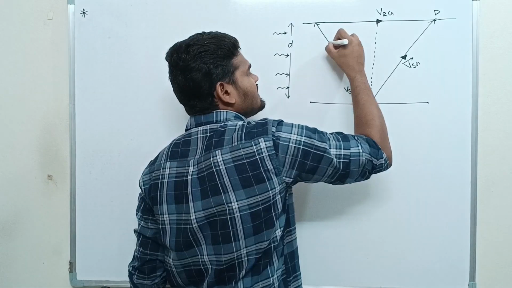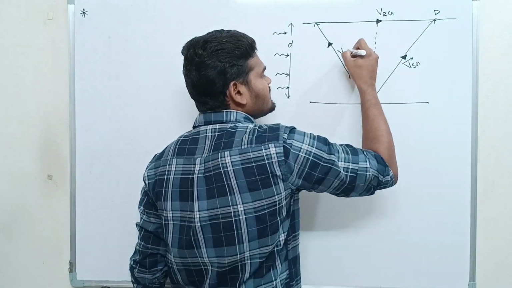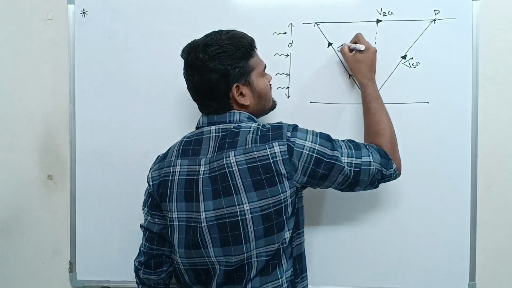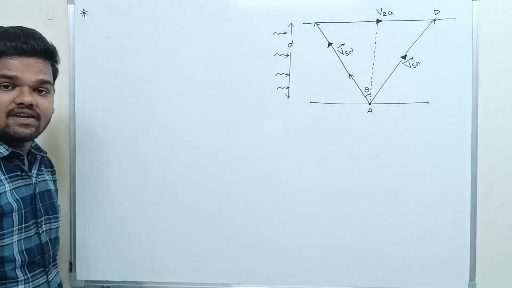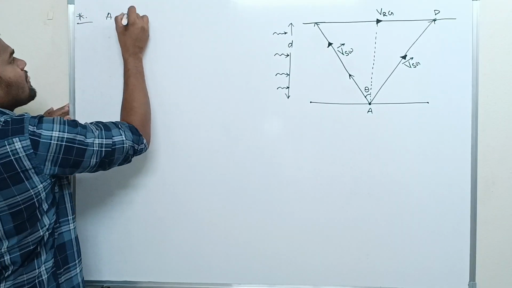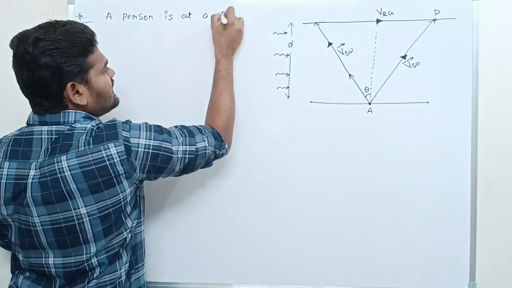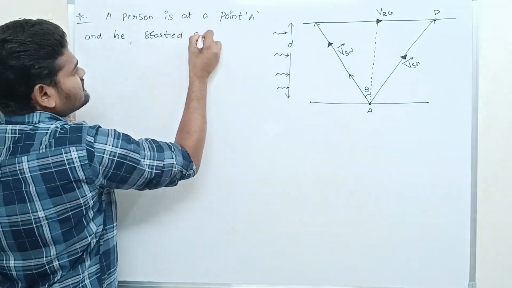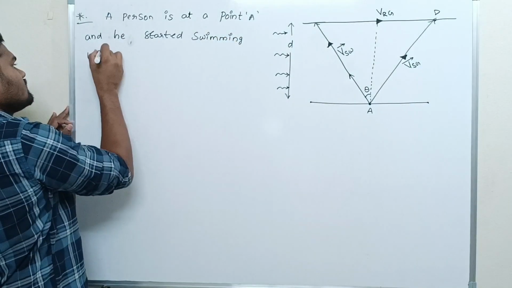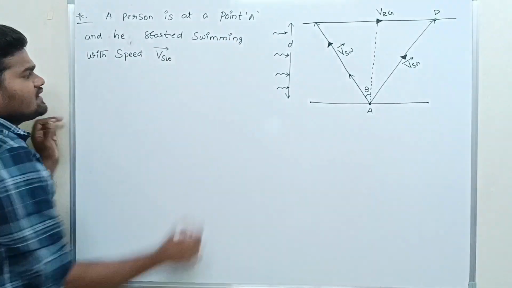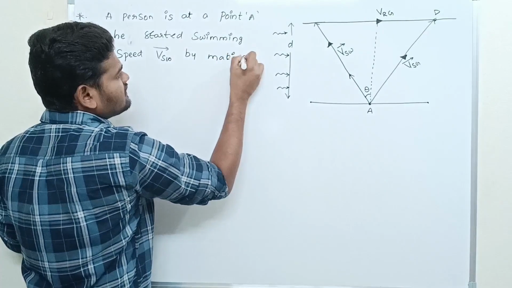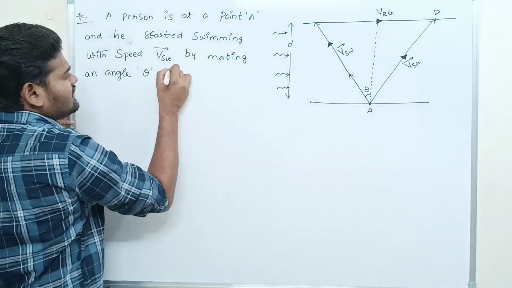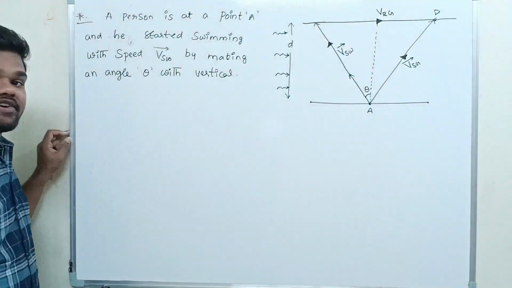Okay, so this is the extended line. What is this? Velocity of swimmer with respect to water. Have a look. A person is at a point A, and he started swimming with a speed v, as the velocity of swimmer with respect to water, by making an angle theta with vertical.